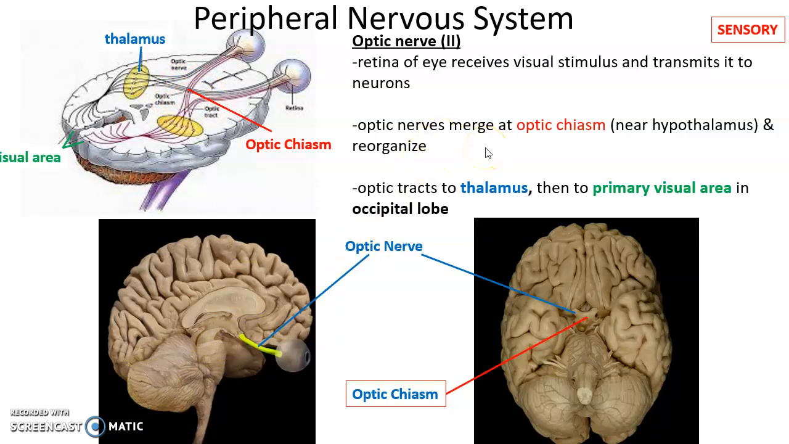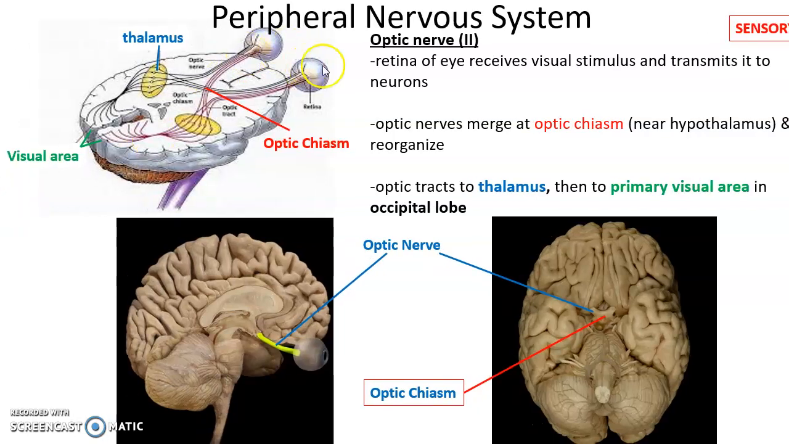And there, the nerves reorganize so that your medial fields of vision switch sides. So part of what you see on the right side is going to the left, part of what you see on the left side is going to the right. From here, these sensory neurons then transmit their information to the thalamus. There we have a synapse occur, and then from there interneurons carry information to the primary visual area in the occipital lobe.